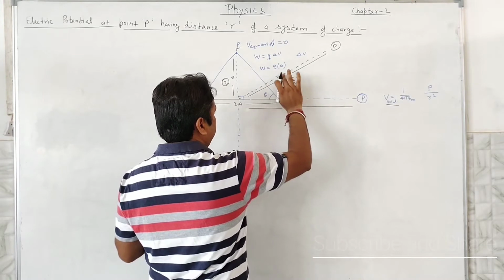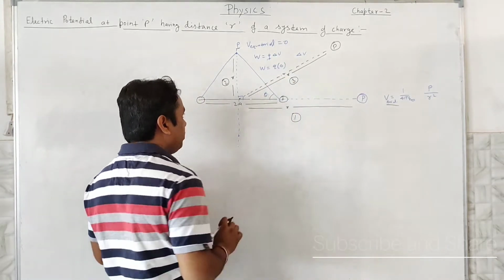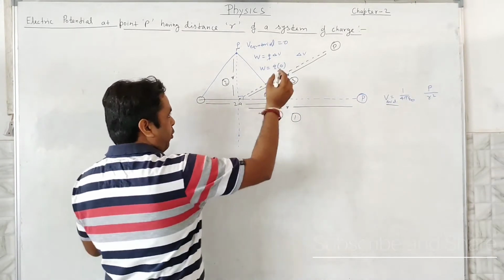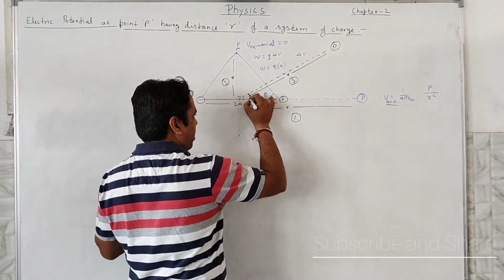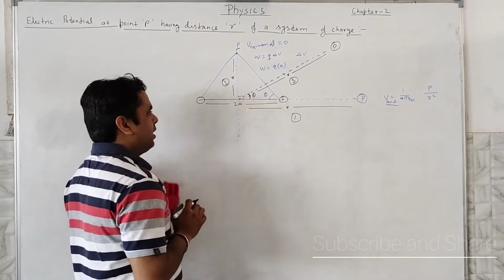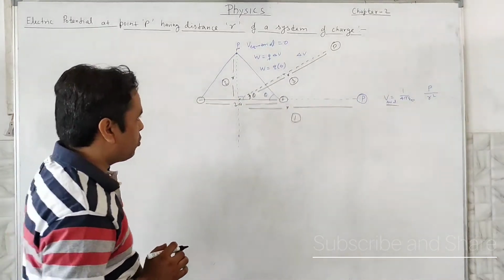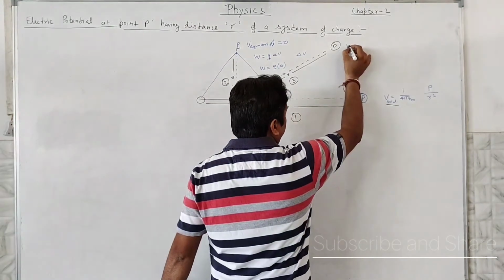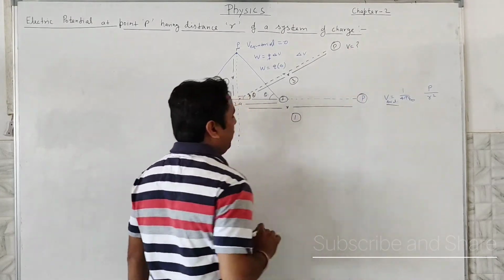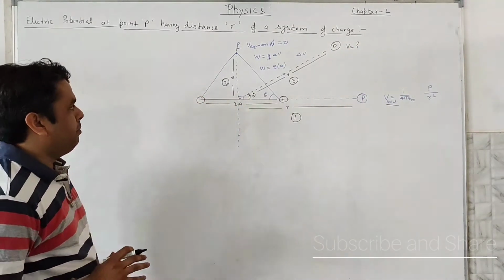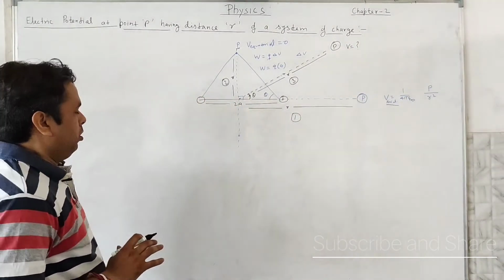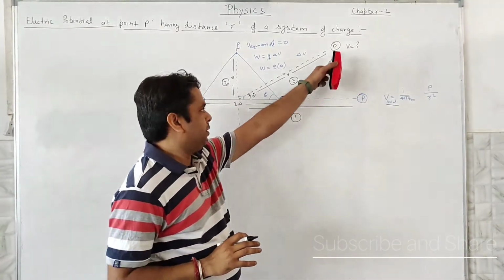In that case we can easily understand that today the point, which has the distance r, makes the angle theta with the center of the dipole. So today we are going to calculate V here. Okay, so be concentrative. We will calculate at the point P here.